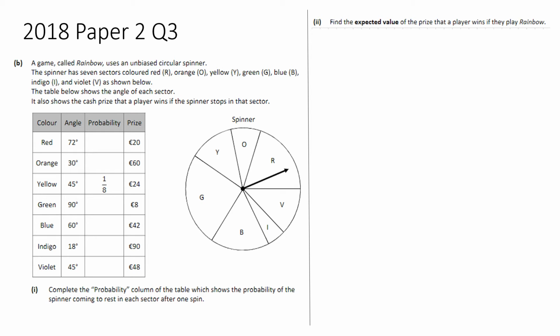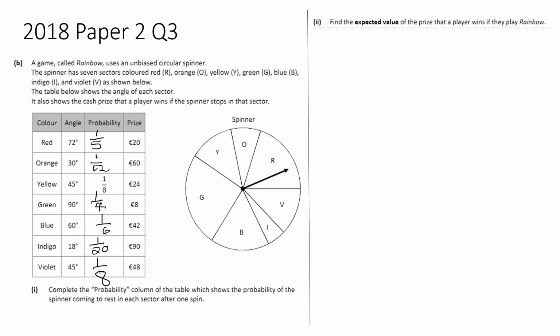When you write them as a probability, you know it's a fraction. So you put 72 over 360 because that's how many degrees are in a full circle, and you must simplify it, and that leaves you with 1/5. Do the same with orange, so that's 30 over 360, that is 1/12. Put 45 over 360, that's 1/8. 90 over 360 is 1/4. 60 over 360 is 1/6. 18 over 360 is 1/20. And finally, 45 over 360 is 1/8. Okay, so they are your answers.